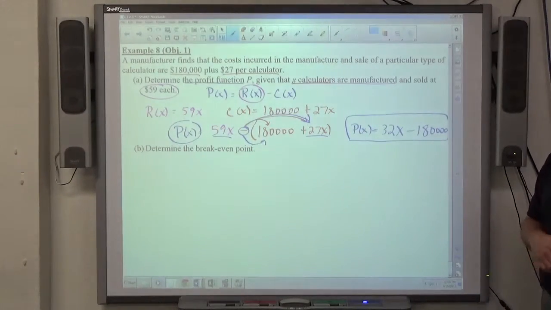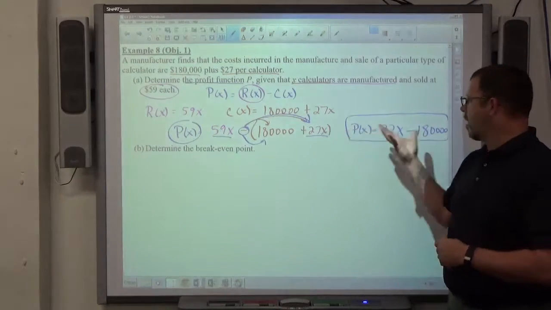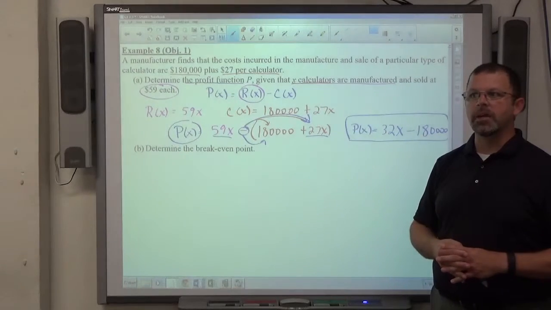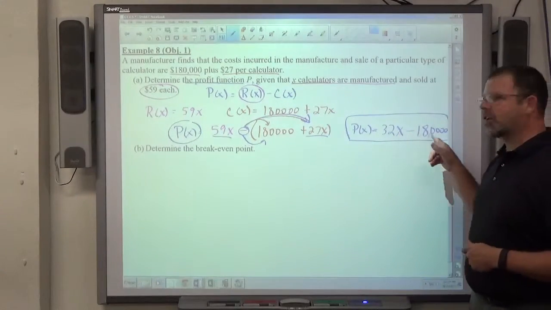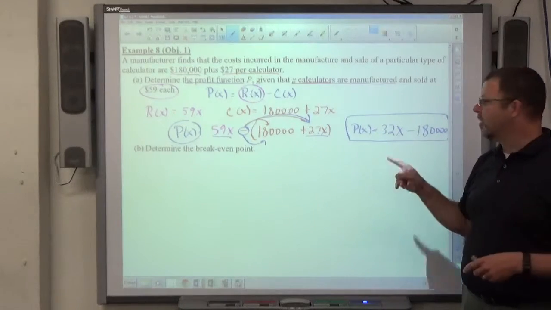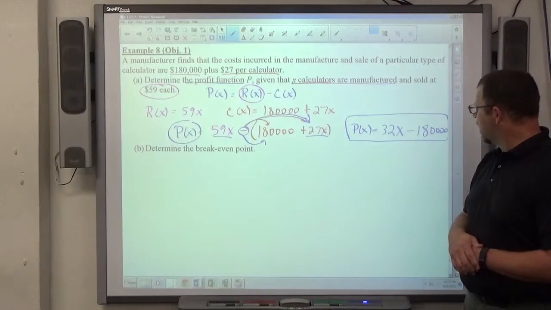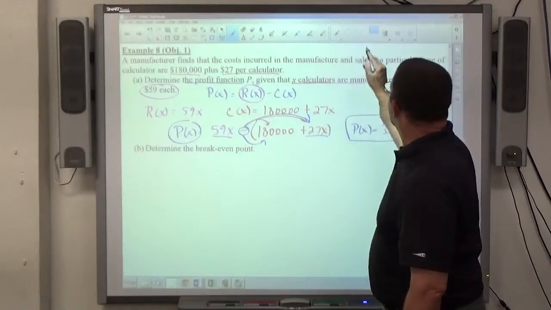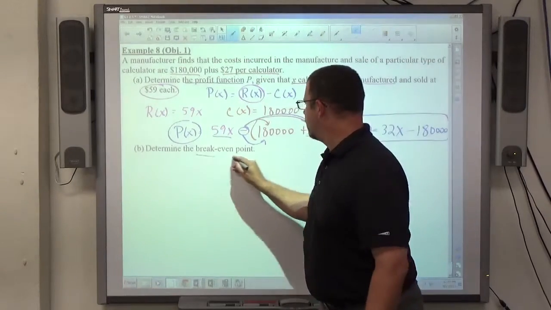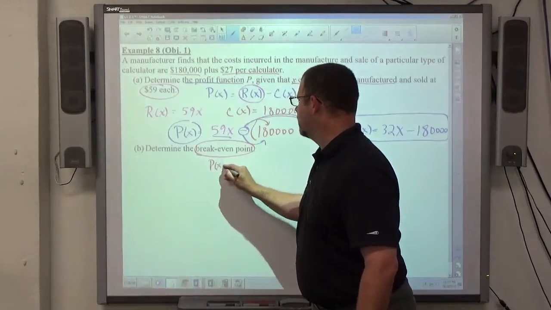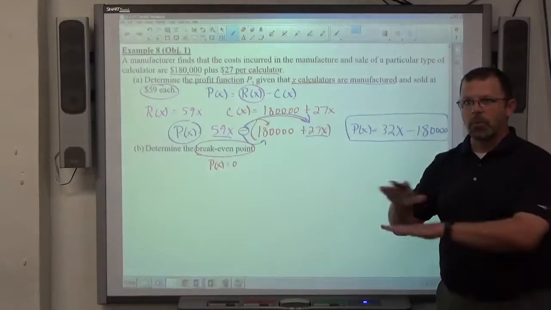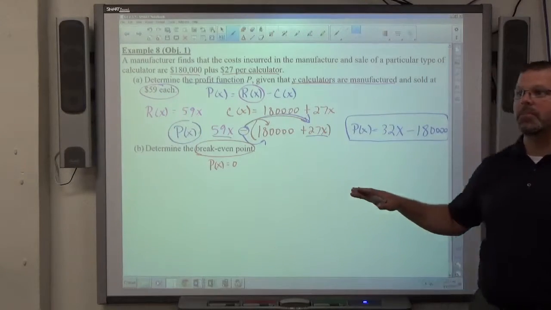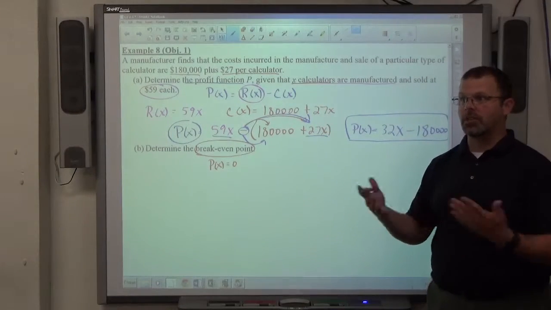Next, determine the break-even point. So you're running a business, you've created your profit model, and now you want to determine how many calculators we have to actually make before we start making money. The break-even point. If I make 0 calculators, I lost $180,000. That's my profit function. Make 1, I'm $179,968 in the hole. So I'm less money in the hole, but I'm still in the hole. Break even is when profit equals 0. So if you see break even point, that means P of X equals 0. At that point, I don't owe any money, I haven't made any money, I broke even. Not a great way to be in a business, but it's better than owing $180,000.